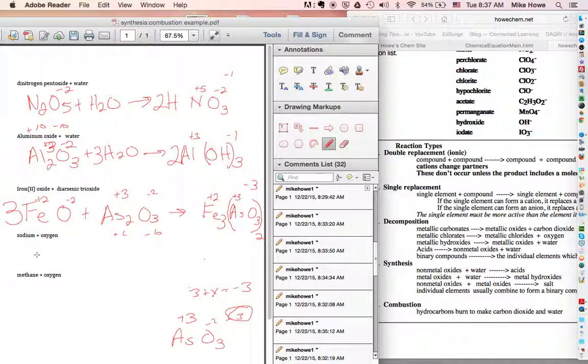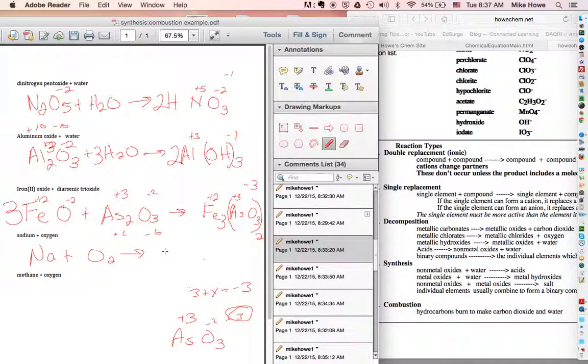Next one's easier. These are just direct combination. Individual elements usually combine to make a binary compound. So sodium plus oxygen. Did you remember that oxygen is part of Brinkelhoff? And it makes sodium oxide. Sodium is +1, oxygen is -2, so you have to have a 2 there and a 2 there, and that's all there is to that.